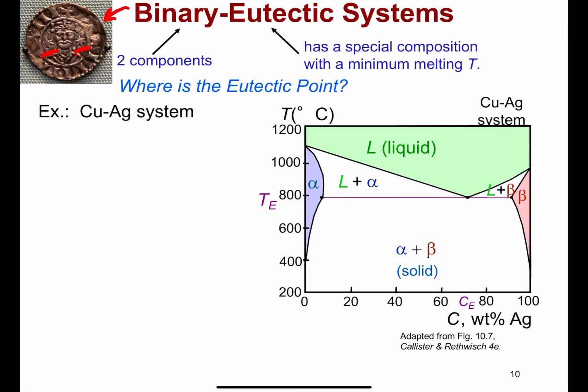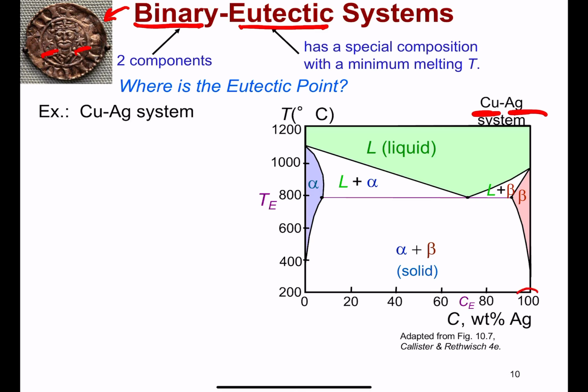Okay, so in this system, we have a binary eutectic system. So that is two components. We know that they are copper and silver. And we're expecting a eutectic point, that is where we transition from liquid to two solids, at a point that's lower than the melt points of the two independent systems.